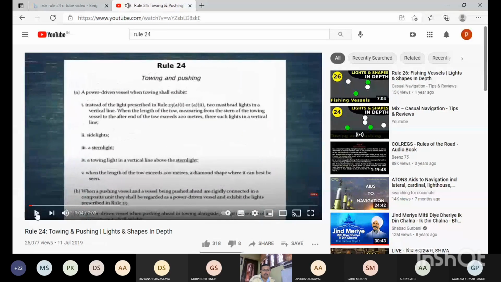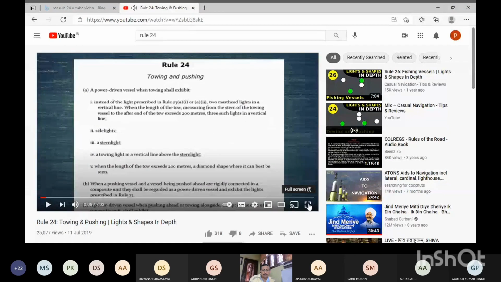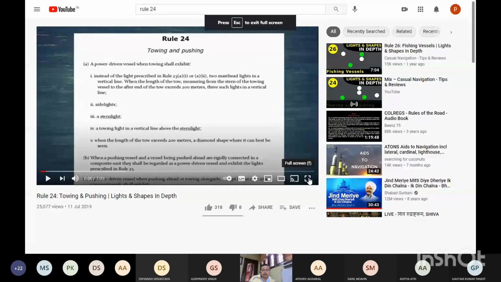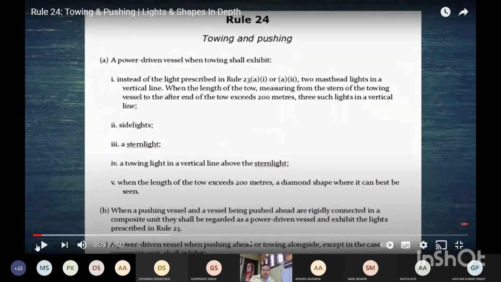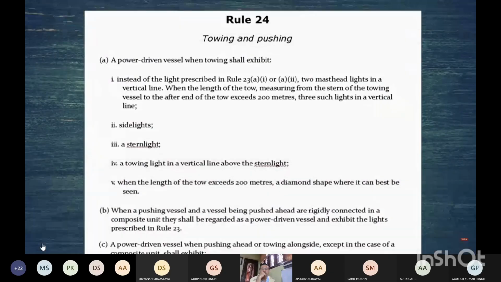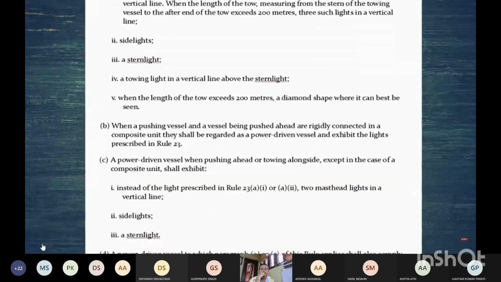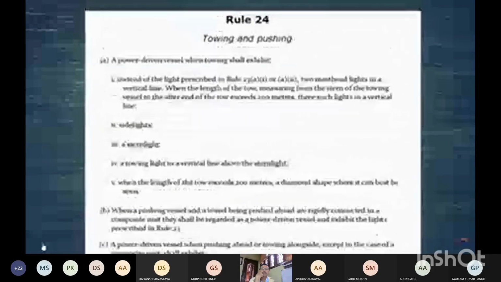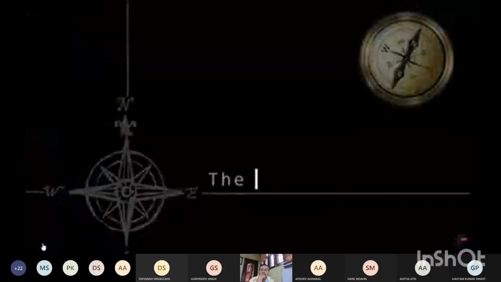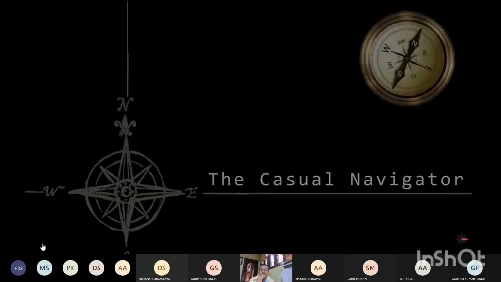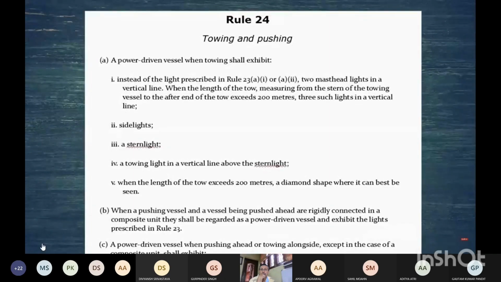Hello and welcome to today's video where we're looking at lights and shapes in depth again, and we're covering Rule 24, towing and pushing. Now Rule 24 is one of the longest ones that we're going to have to do, but don't worry, we're going to break it down and we're just going to cover it piece by piece.